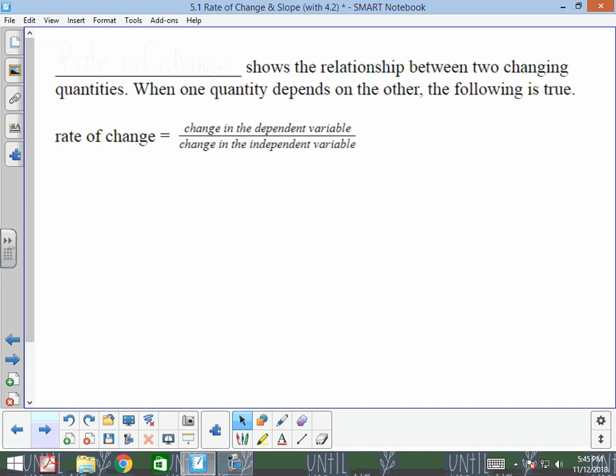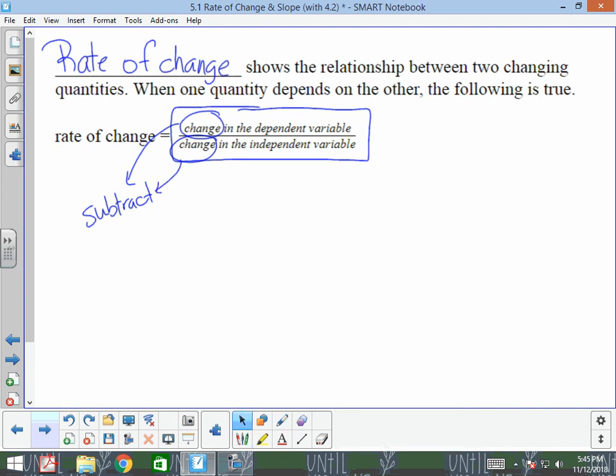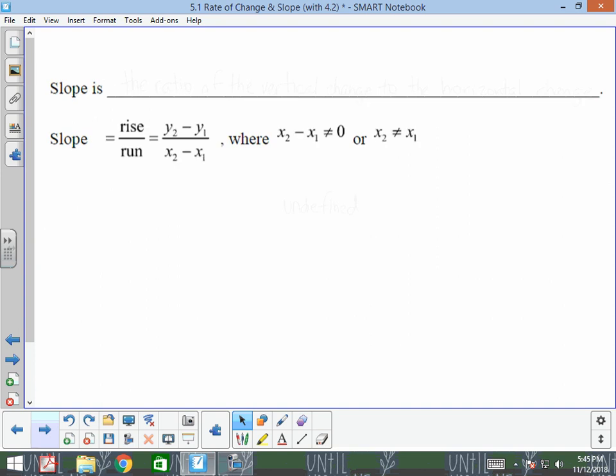Okay. Another example, rate of change shows the relationship between two changing quantities. When one quantity depends on the other, the following is true. Rate of change is the change in the dependent variable over the change in the independent variable. Anytime you see the word change, I want you to think subtract. So when we subtract the dependent variables over subtracting the independent variables, we get the rate of change, which is also called the slope.